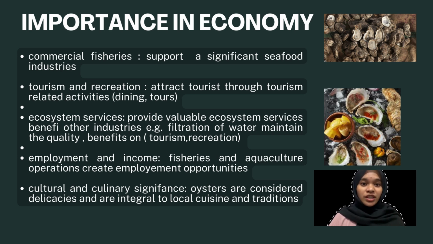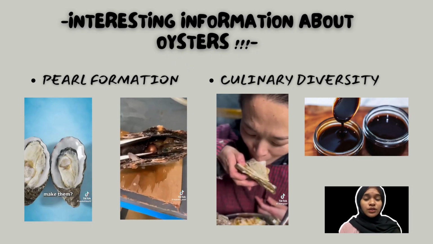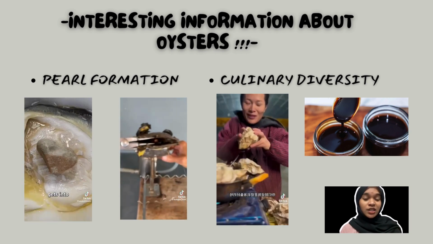Next, for export and trade. Basically, oysters are traded internationally, contributing to global seafood markets. Countries with substantial oyster production and export include the United States, China, France, and Japan. Now, let's move to the special parts about oyster. I want to tell you some interesting information about the oyster.